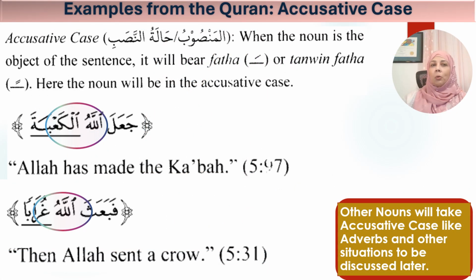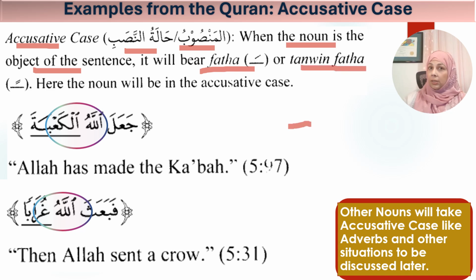Let's take more examples from the Quran to understand the accusative case. We say it is al-mansubu or halatun nasb. So when the noun is the object of the sentence, it will bear a fatha or a tanween fatha. Let's take a look at these verses that you have seen before in a previous lesson.